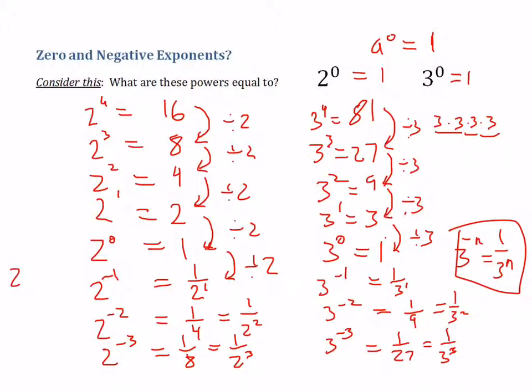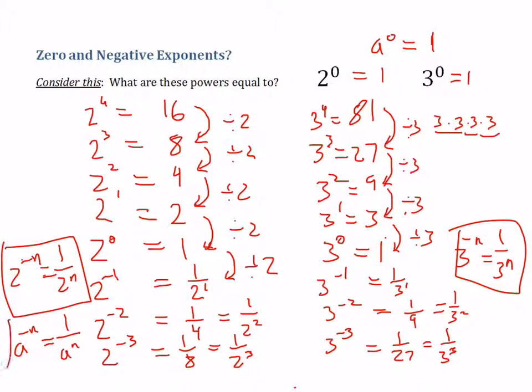2 to the negative n power, same story, is 1 over 2 to the positive n power. Okay? And in general, if we have a to the negative n power, that's 1 over a to the positive n. All right, so there's our rule for negative exponents and zero exponents. Negatives become fractions, drop down the denominator. 0 power is just equal to 1.